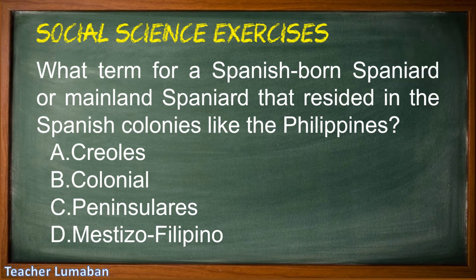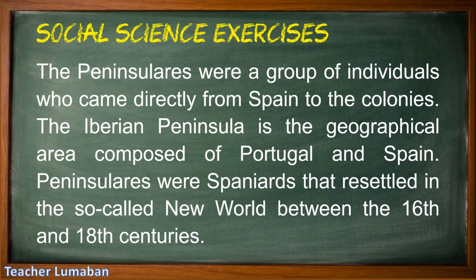The correct answer is letter C, Peninsulars. The Peninsulars were a group of individuals who came directly from Spain to the colonies. The Iberian Peninsula is the geographical area composed of Portugal and Spain. Peninsulars were Spaniards that resettled in the so-called New World between the 16th and 18th centuries.